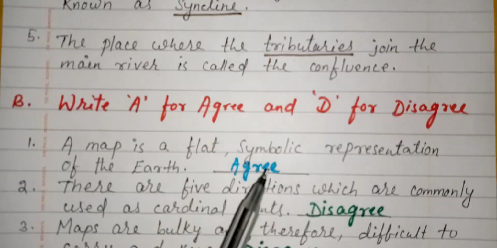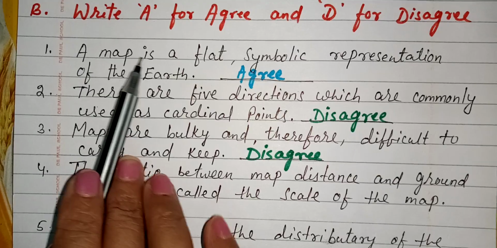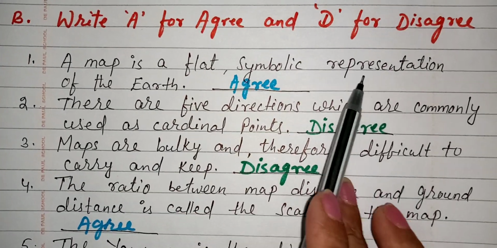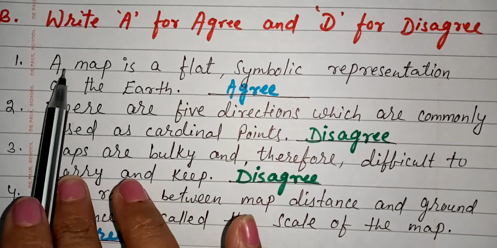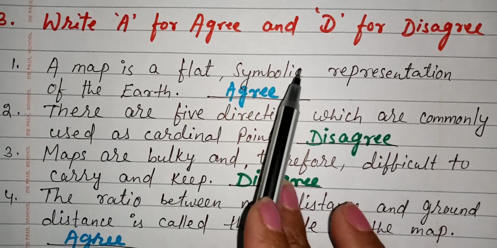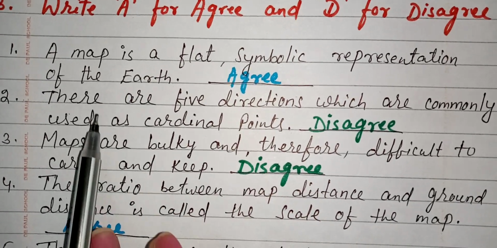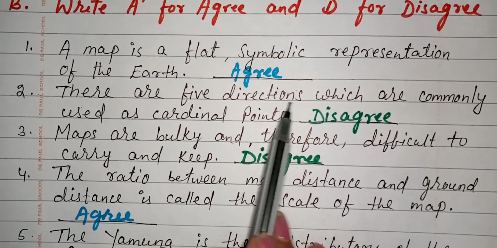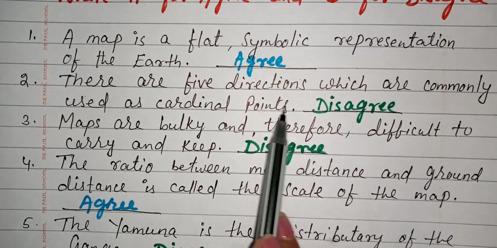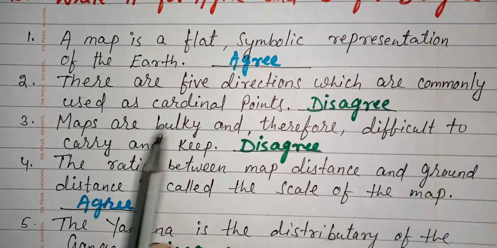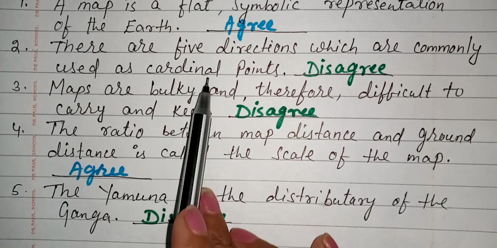Now we'll discuss agree and disagree. A map is a flat symbolic representation of the earth. That is agree. There are 5 directions which are commonly used as cardinal points. That is disagree.